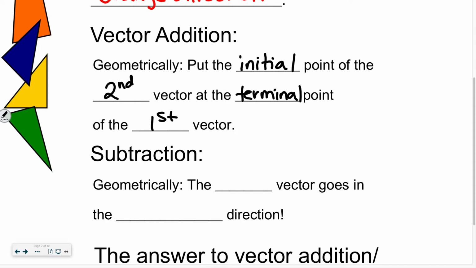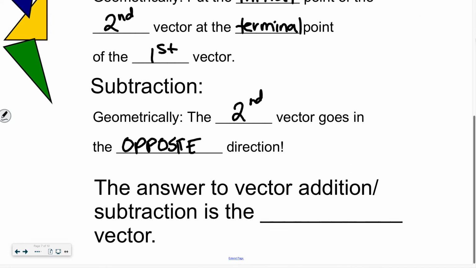Geometrically, subtraction is essentially the same thing. The only difference here is that when you're doing your second vector, you're subtracting it, which is to put a negative scalar in front of it, so it goes in the opposite direction. So you should go in the opposite direction for horizontal and the opposite direction for vertical, and that would be subtracting two vectors.